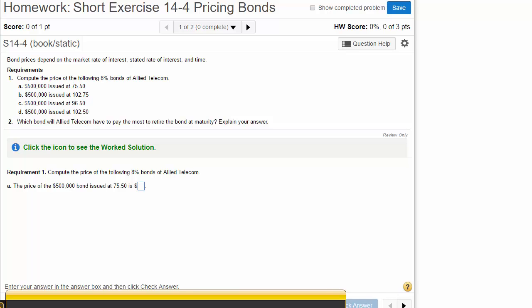Short exercise 14-4, pricing bonds. Requirement 1. We're going to compute the price of the following 8% bonds of Allied Telecom. These are separate scenarios.